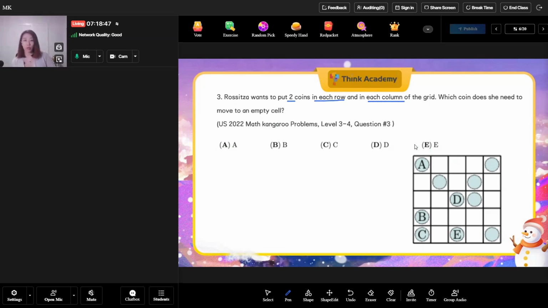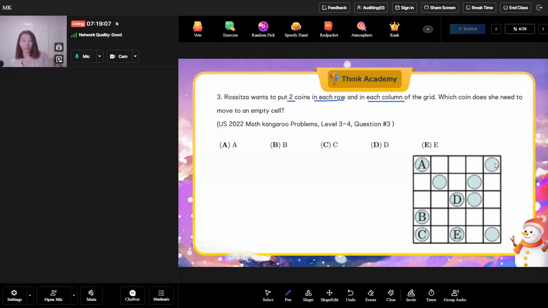Are we going to try one by one? And there are so many blank spaces too, right? So which space should I move to? If we try one by one, it's going to be very time consuming. So how should we solve this problem? How do we quickly identify where the problem is?